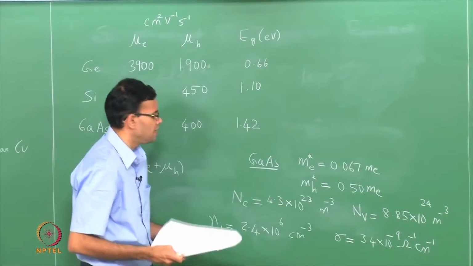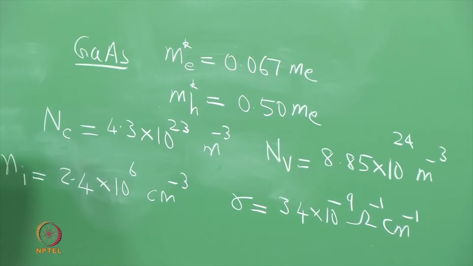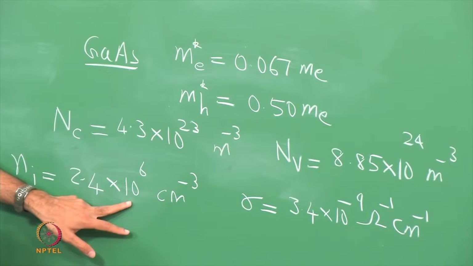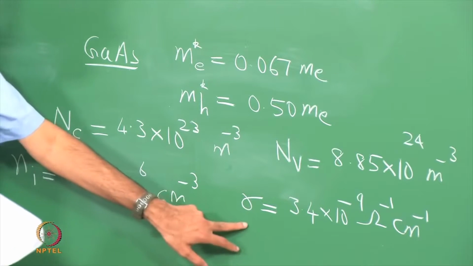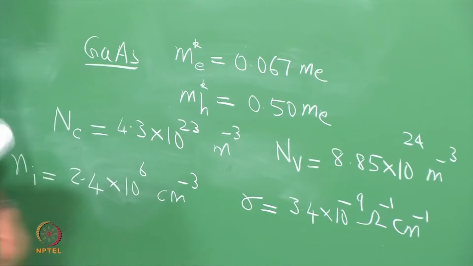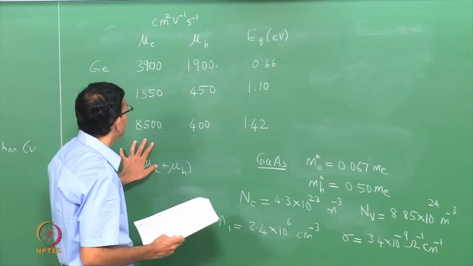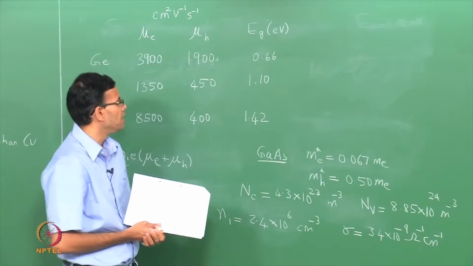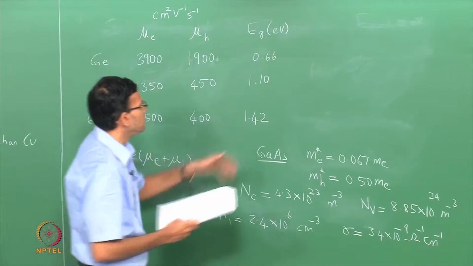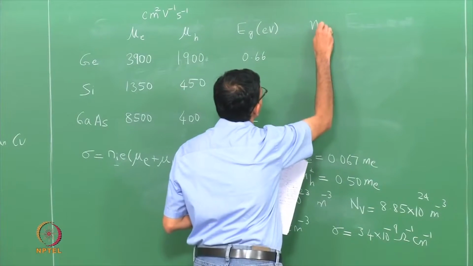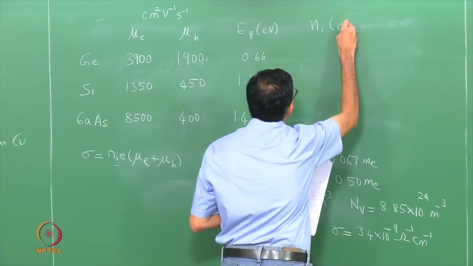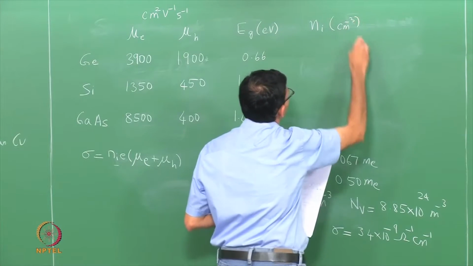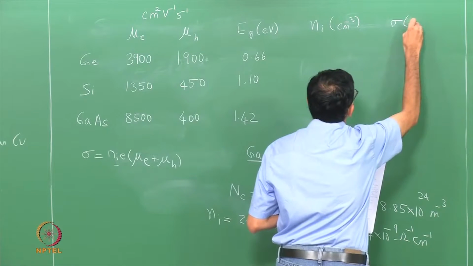So, we find that in the case of gallium arsenide, where intrinsic carrier concentration is lower, correspondingly the conductivity is lower. Just to complete this table, we will also do a similar calculation for germanium, and then we can come back and fill in the values for Ni in terms of centimeter cube and also conductivity.